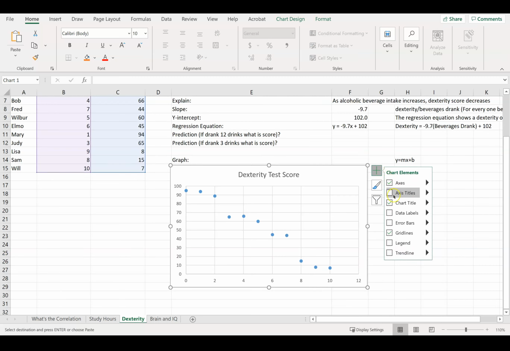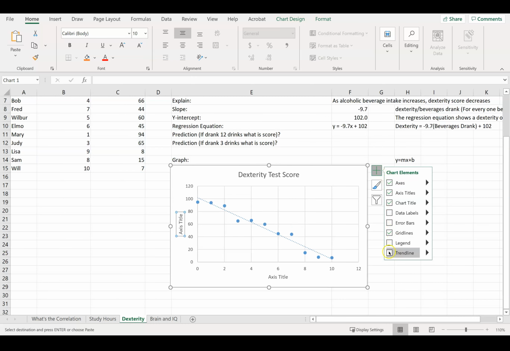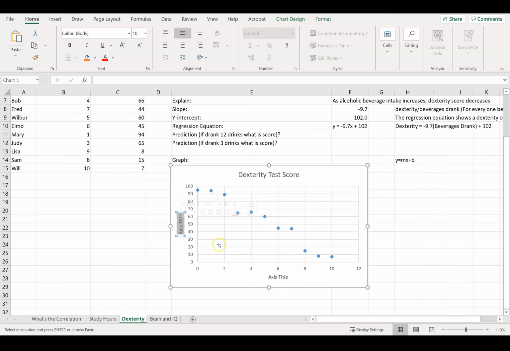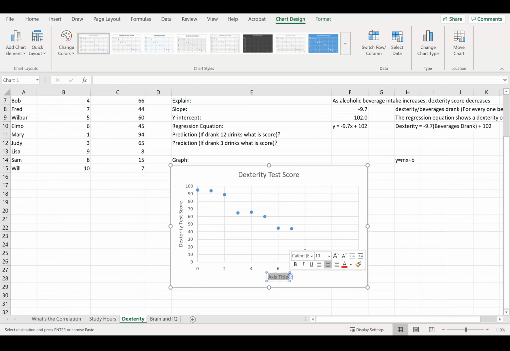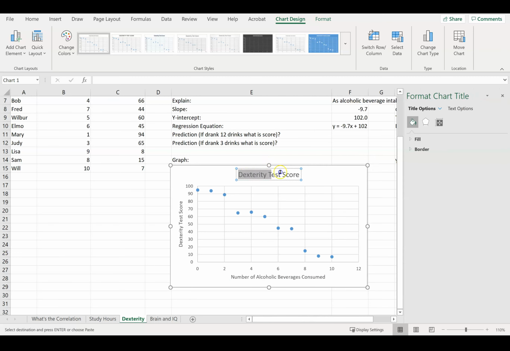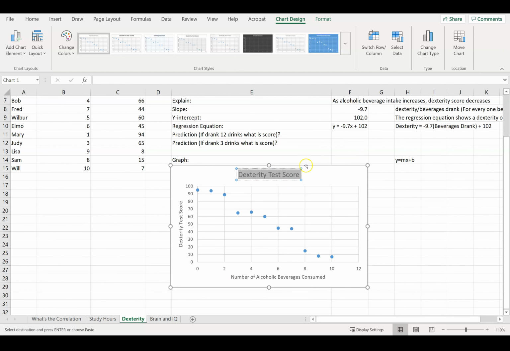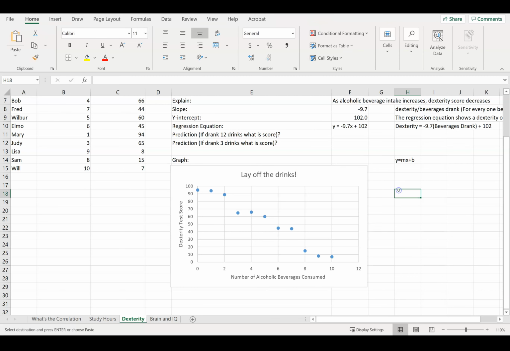add. First of all, we want to add our titles. We're going to want to add our trend line. I'll do my trend line after. So click on axis title. This is my y-axis, which is going to be my dexterity score. Dexterity test score. The bottom axis title. Oops. Sometimes Excel is a bit finicky. Bottom one, number of alcoholic beverages consumed. Yep. My title, give it something a little bit more title-y or more catchy if you want. So, lay off the drinks.